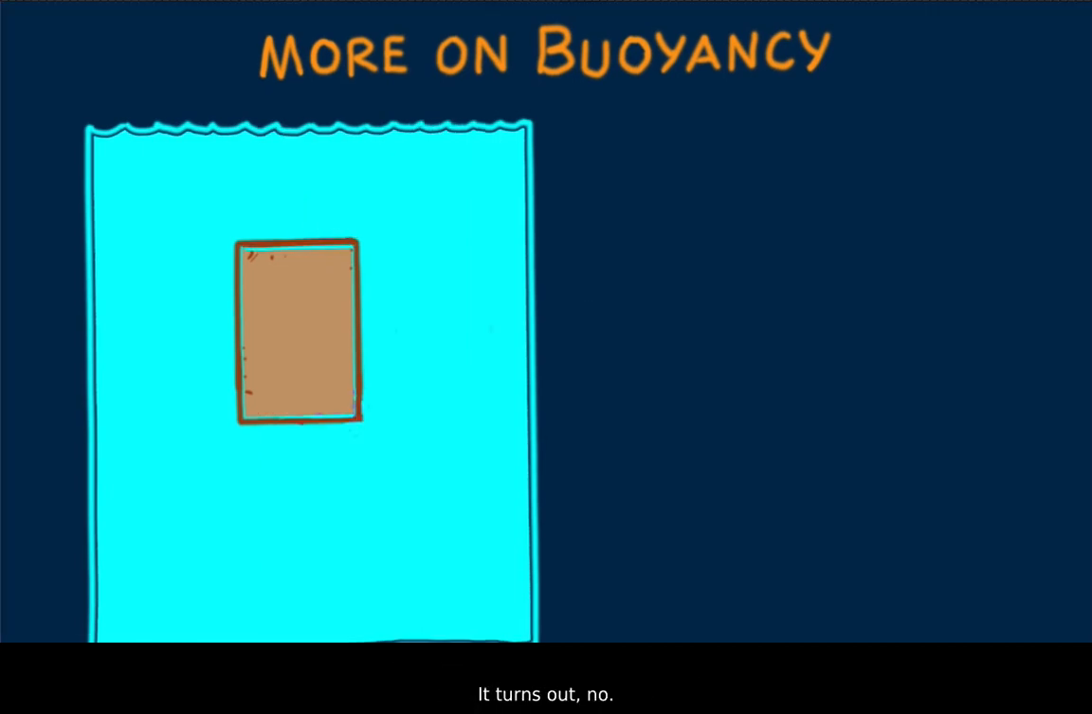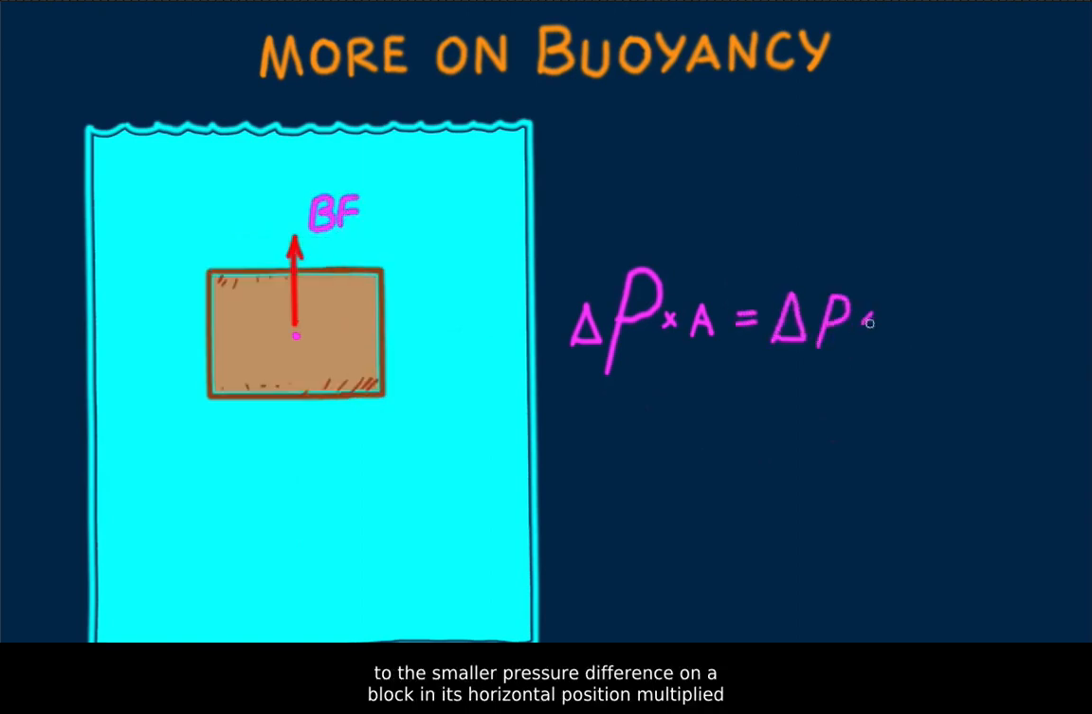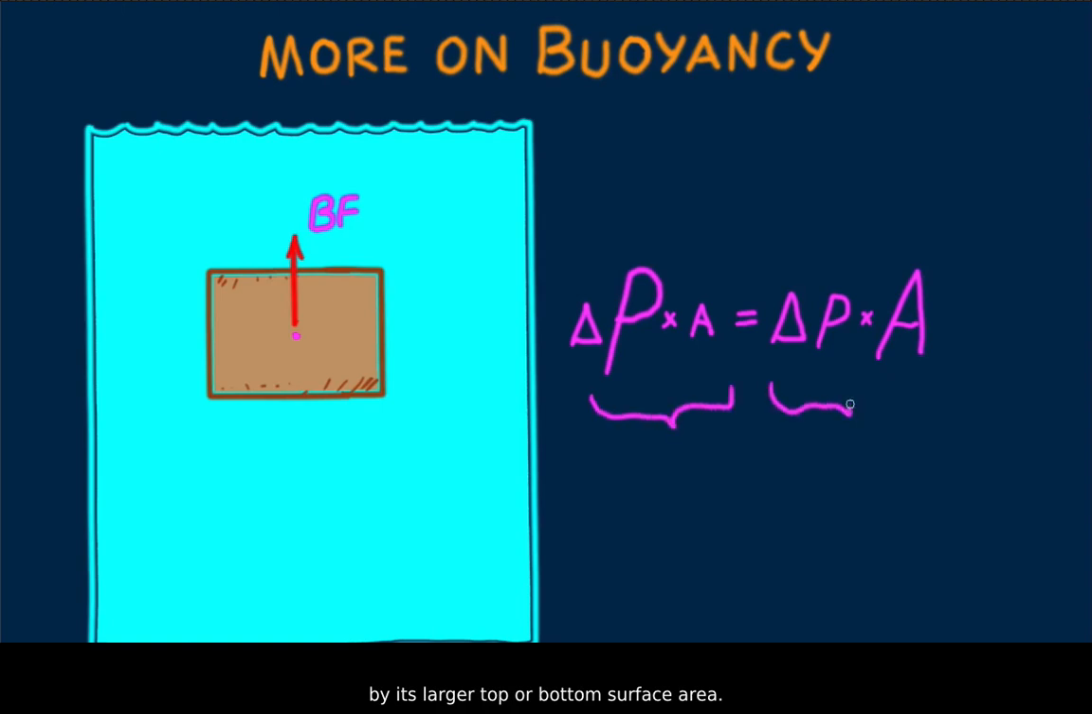It turns out no. Greater pressure difference multiplied by the correspondingly smaller top or bottom surface area produces a buoyant force, which is exactly equal to the smaller pressure difference on the block in its horizontal position multiplied by its larger top or bottom surface area. So the buoyant force is the same either way. Get it?